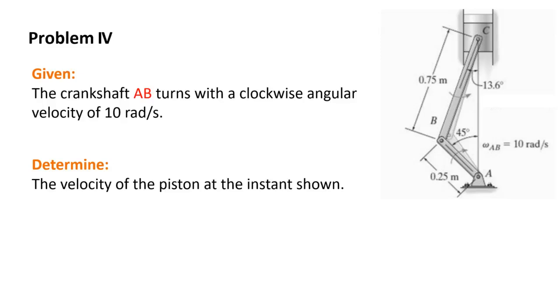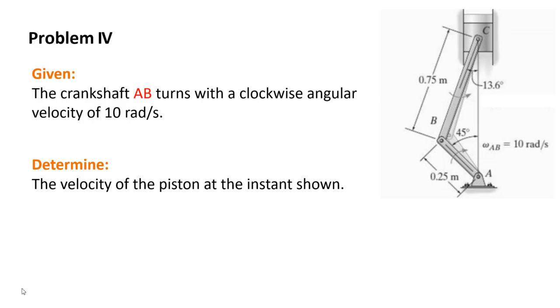Okay, so we're going to have another example that can be solved either by using the relative velocity equation, or it can be done also by using the IC method. So in that case, we have a crankshaft AB that turns with a clockwise angular velocity of 10 radians per second. We need to determine the velocity of the piston at the instant shown.